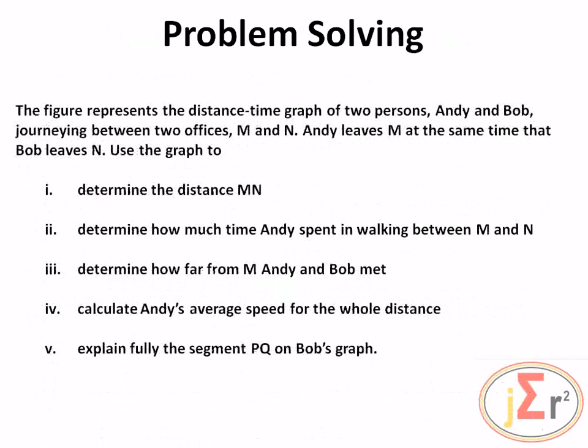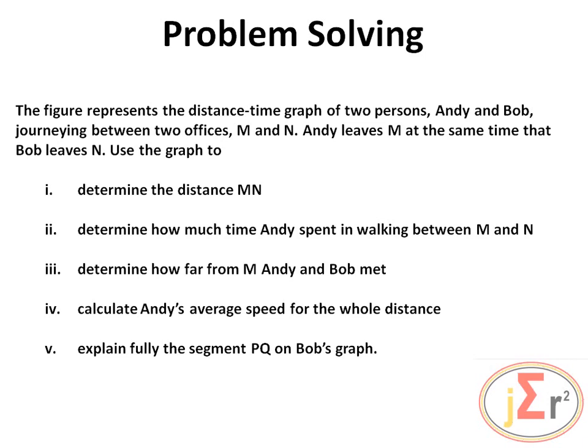The figure represents the distance time graph. Of course, we are not looking at the figure now, we are looking at the statement of the problem. The figure represents the distance time graph of two persons, Andy and Bob, journeying between two offices, M and N. Andy leaves M at the same time that Bob leaves N. Use your graph to: 1. Determine the distance MN.